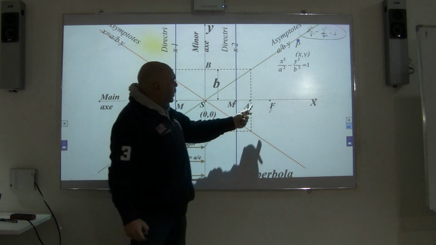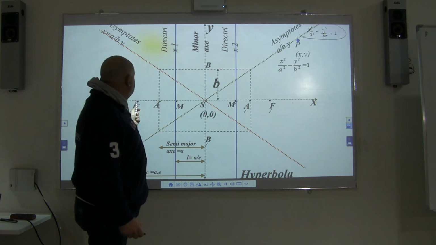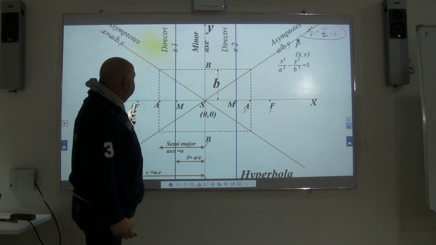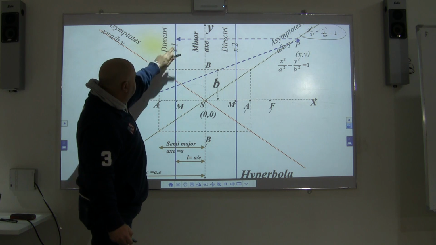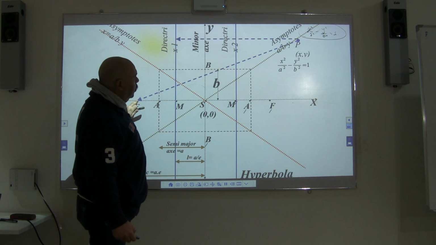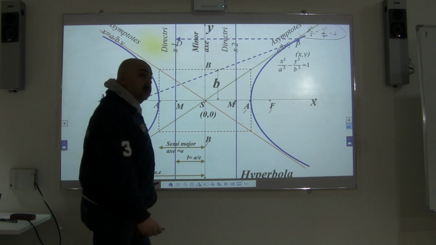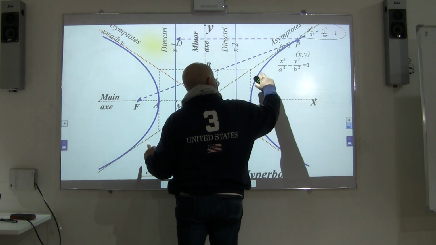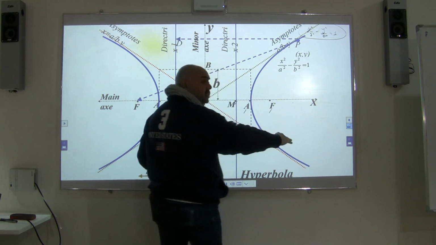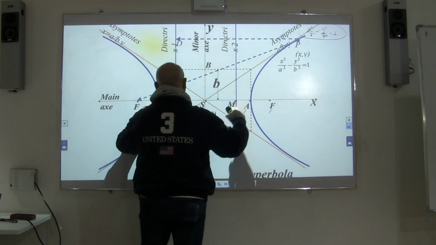Of course, if I'm dealing with this focus, this is its directrix. If I deal with this F, this is its directrix. And here is an example of dealing with this directrix and with the focus point. Now I can see here is the hyperbola. So my hyperbola is the curve that moves beside these two asymptotes.